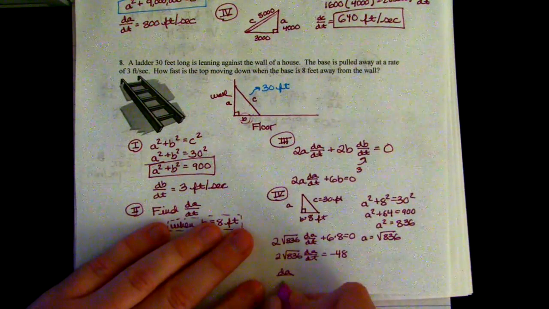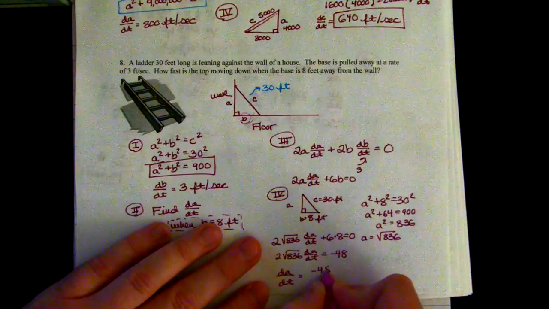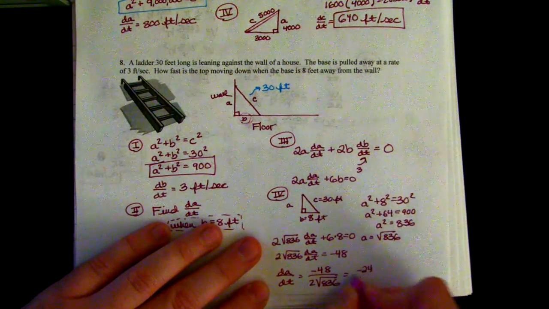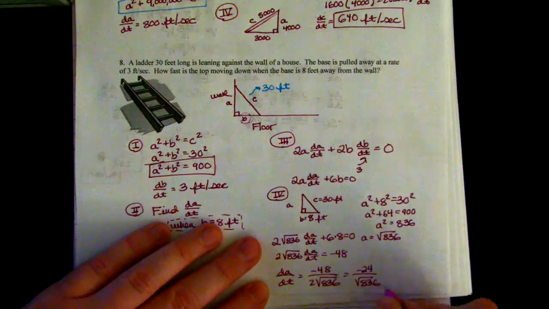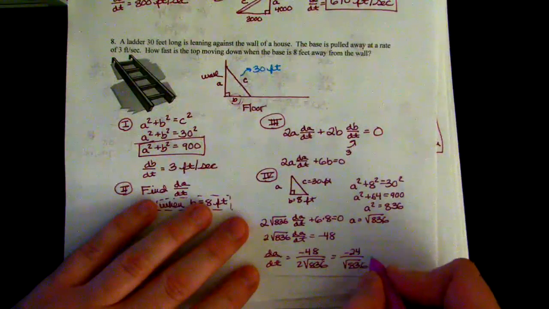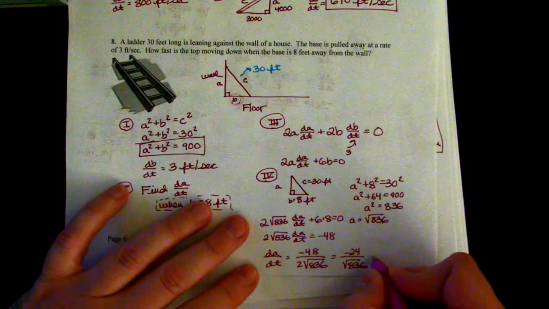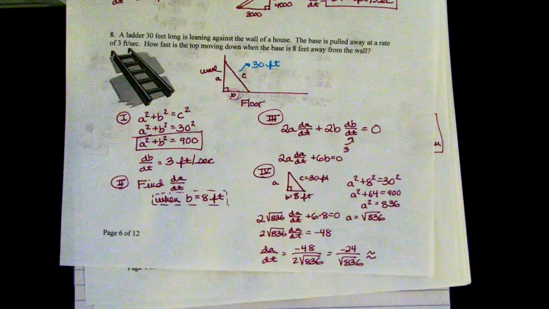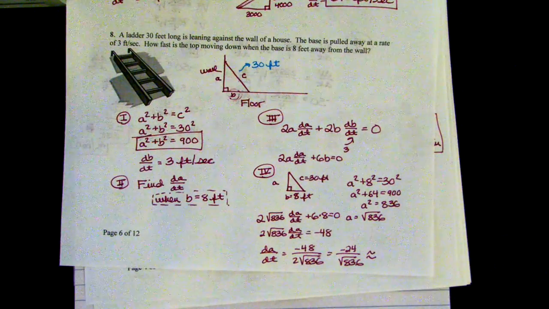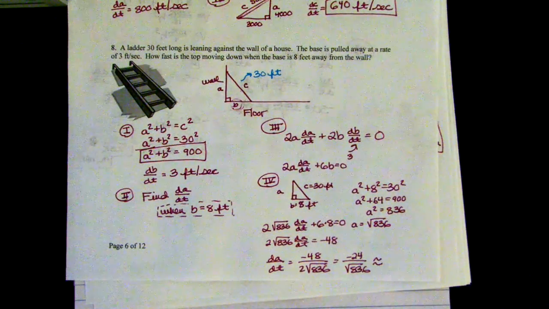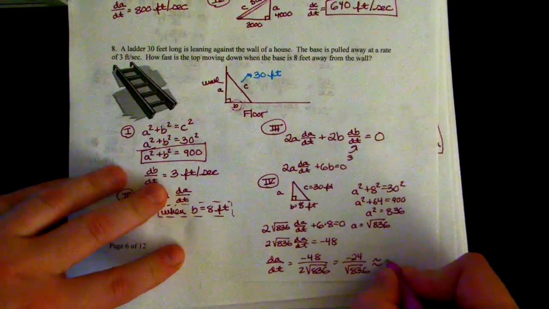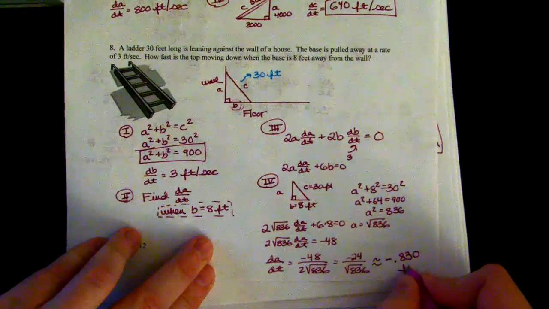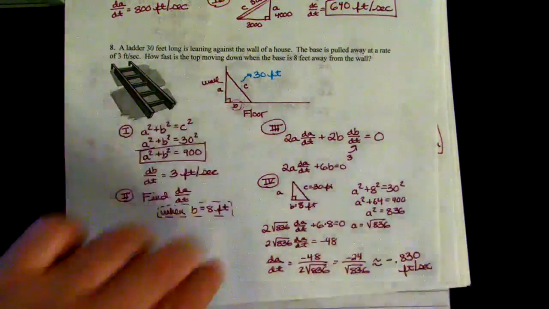Looks like dA/dt is going to equal negative 48 over 2 root 836, or negative 24 over root 836, or simplified or rationalized or whatever. I'm also okay if at this point you just go to the calculator and get a decimal, although we're going to have to follow the AP exam rules of accurate to at least 3 decimal places. Go to the calculator, and this should give you about negative 0.830. And I'm going to say that's feet per second.